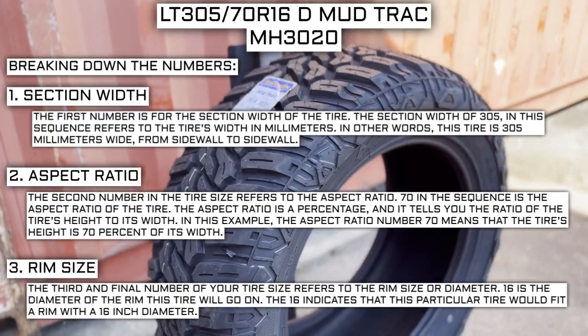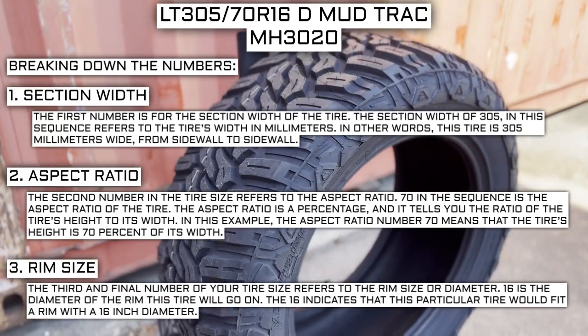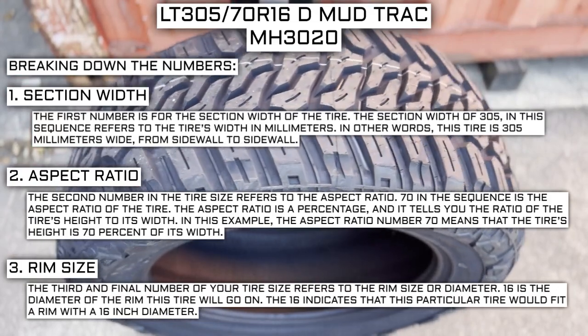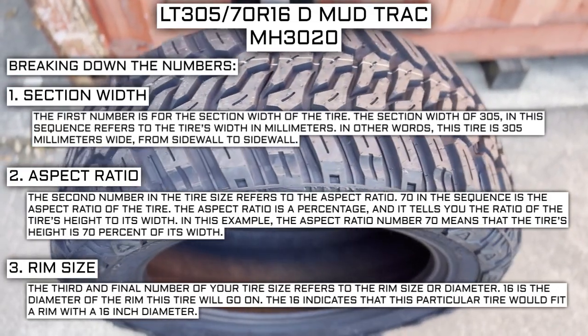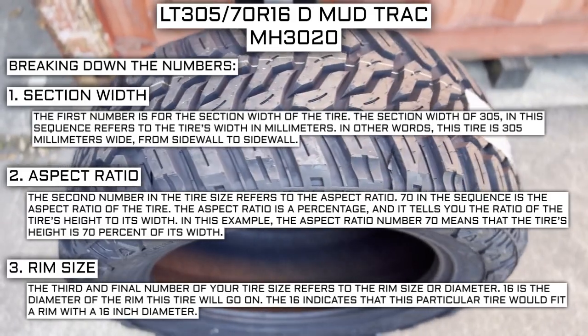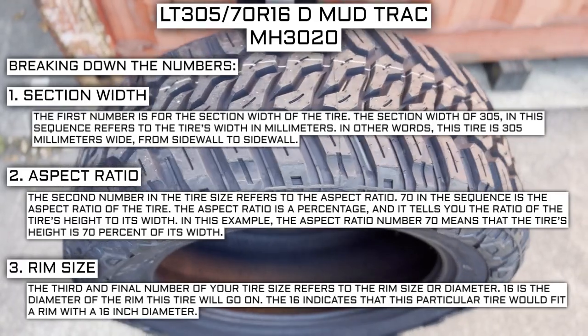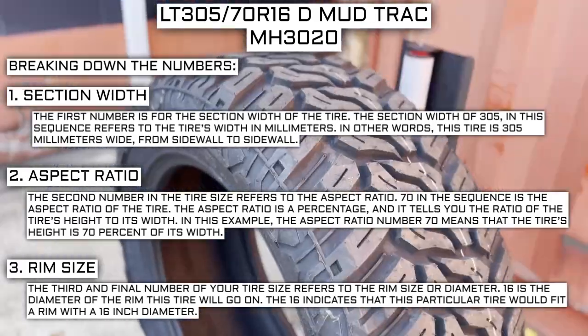The third and final number of your tire size refers to the rim size or diameter. 16 is the diameter of the rim this tire will go on. The rim size of 16 in this scenario indicates that this particular tire would fit a rim with a 16-inch diameter. Keep in mind, this number is not negotiable. Unlike the first two numbers, you can't upsize or downsize this part. The only time this number will be different is if you are actually changing the size of your rim.